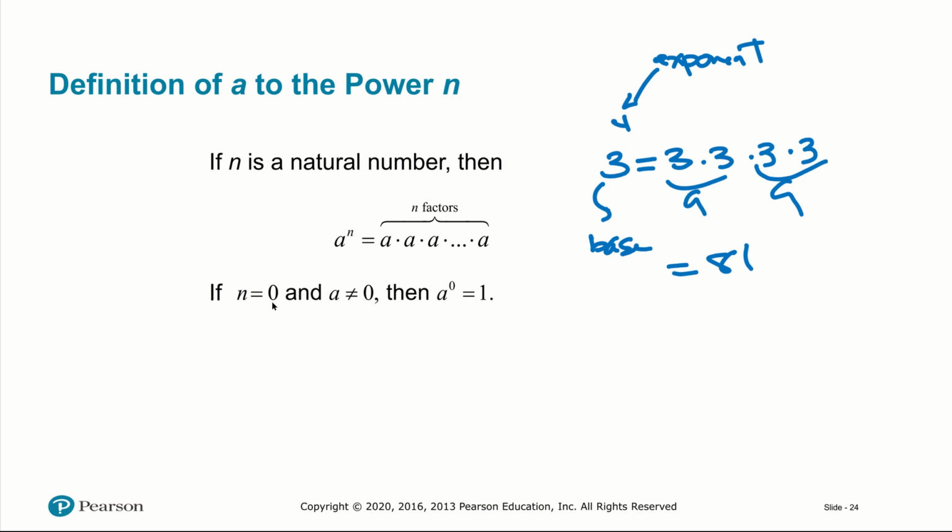Now, if n is 0 and a is not 0, then a to the 0 is defined to be 1. When we get into some of our rules of exponents later on, we'll get a better feel for why that's true. But remember that this only works if the base is not 0. 0 to the power of 0 is undefined. We'll also get a feel for why that could be true as well, but that comes a little bit later.